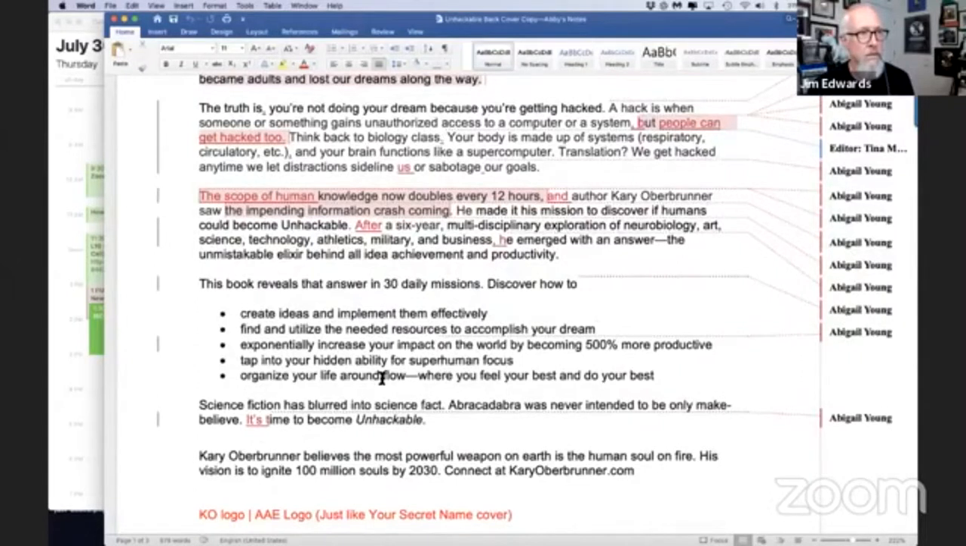This book reveals the answer in 30 daily minutes. It's going to create ideas and effectively utilize them, exponentially increasing your impact on the world. So, okay, like with your bullets here, create ideas and implement them effectively so you can what? Why? I'm asking you just off the top of your head. So you can what?